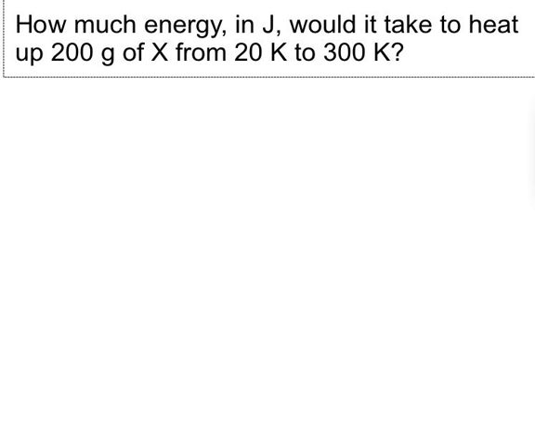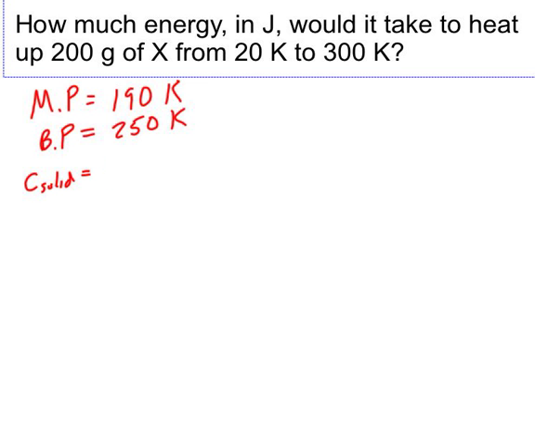Alright, so in order to do this problem, we first have to look back at earlier problems to get some information. From the earlier problems, we have established that the melting temperature, or the melting point of substance X, is 190 Kelvin. We have established that the boiling point is 250 Kelvin. We've established the specific heat of the solid is 1.11 joules per gram Kelvin.